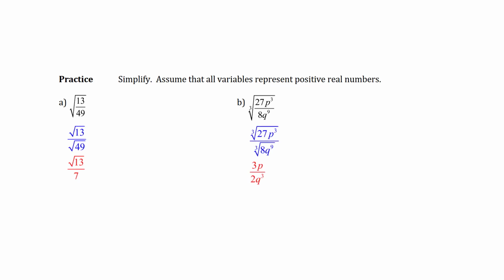Alright, so let's go over the solutions. For part A, I rewrote this as the square root of 13 over the square root of 49, and then we simplify by taking the square root of 49, which is 7. So our final answer is the square root of 13 over 7. For part B, I rewrote this as the cube root of 27p cubed over the cube root of 8q to the 9th power. Next, we could take the cube root of 27, which is 3, the cube root of p cubed is p, the cube root of 8 is 2, the cube root of q to the 9th power is q cubed. So our final answer is 3p over 2q cubed.